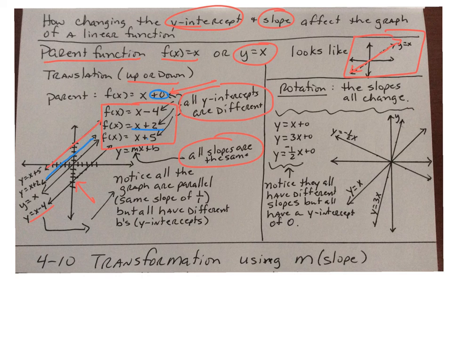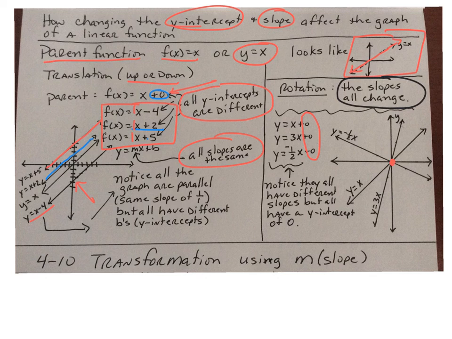Notice they're all parallel because they have the same slope of 1. All right? Now, what happens when you change the slope? Well, again, it's called a rotation, and the slopes all change. Now, to illustrate this point, notice I kept all the y-intercepts at 0, so that this point right there. And the only thing I did was change the slope.